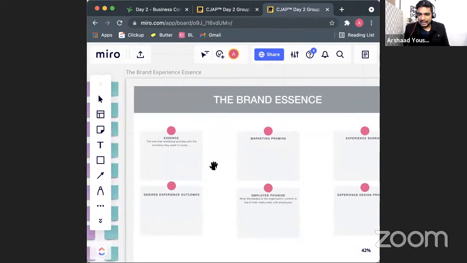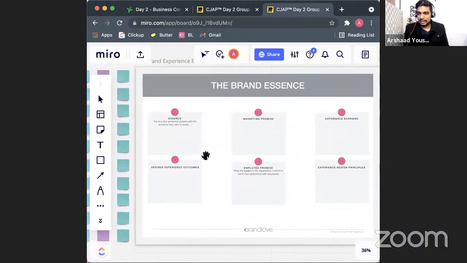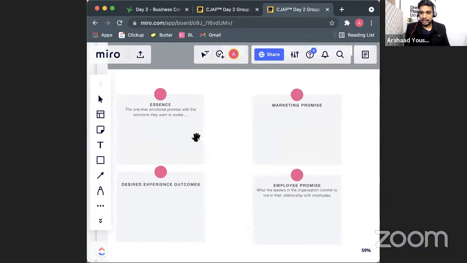So the brand essence, this is the Akabanga sauce that Chantal introduced us to yesterday. So we have a question. Tabeleng, we will send you the links to your Miro boards.